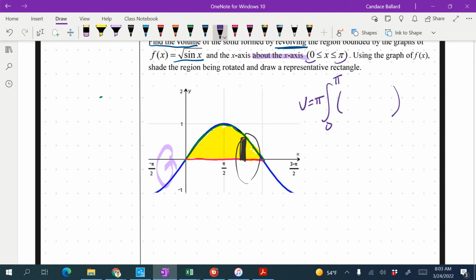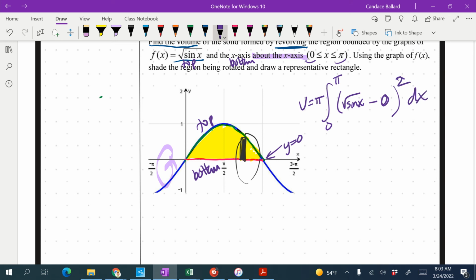I'm going to take my functions. So I know that I am taking my top function. So this is the top, and the x-axis is actually the bottom. If it helps you to write it here, that's fine. Top, bottom. So I'm going to do my top function, which is the square root of sine x. I'm going to subtract my bottom function. My bottom function is y equals 0. And then we're going to square that and put a dx at the end.